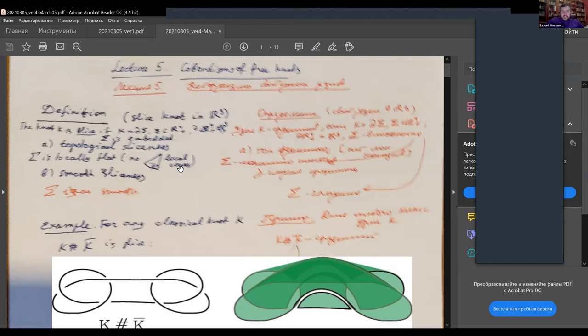And on the other hand, we can ask for another condition. So we can ask for a smooth disk. So we have two sliceness conditions: smooth sliceness and locally flat topological sliceness, where we require local flatness.